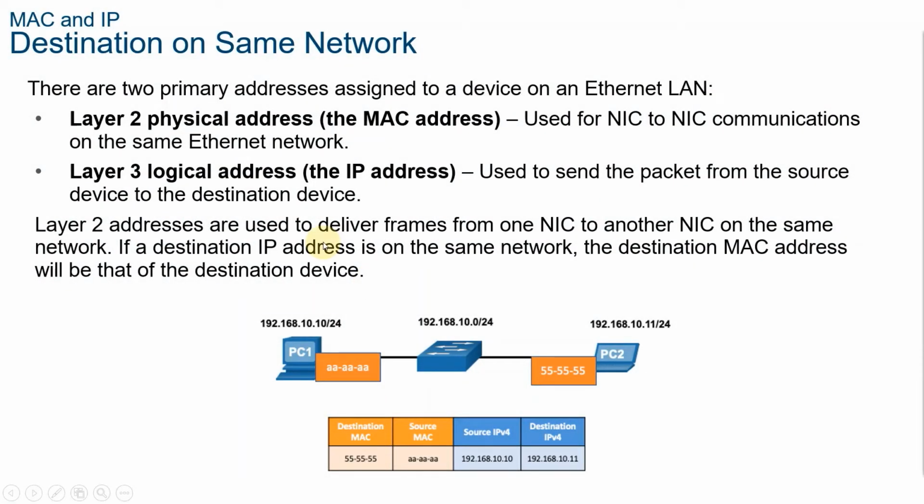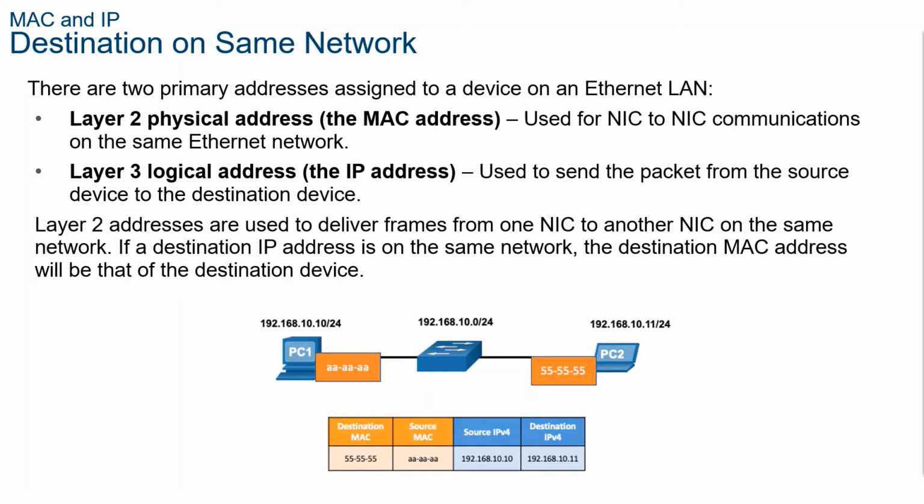Destination on the same network. So sometimes a host must send a message, but it only knows the IP address of the destination device. The host needs to know the MAC address of that device, but how can it be discovered? That is where address resolution becomes critical.